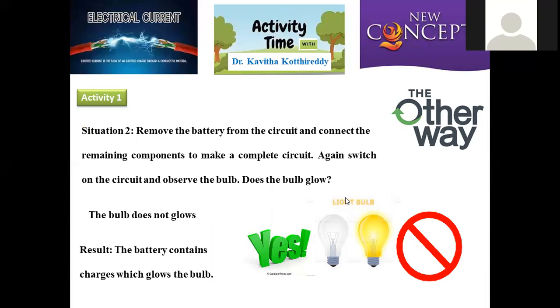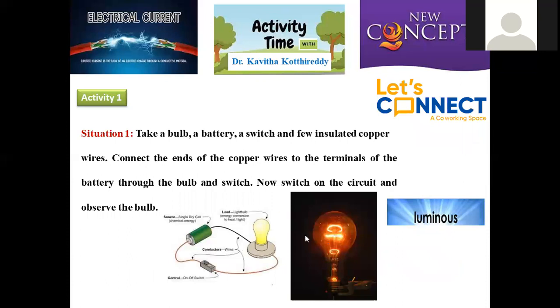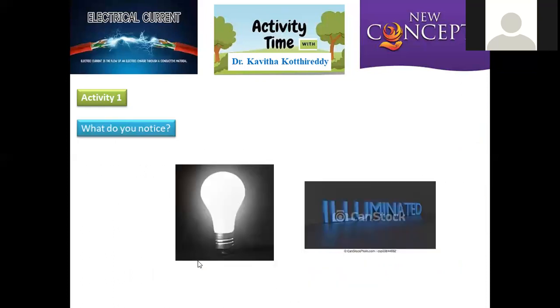Can you find any change in the glowing of that bulb or not? So here two conditions are provided to us. In general, the luminous bulb will be represented, and the non-luminous is also represented. What we are doing is making the same kind of circuit without this battery. The battery is removed, and all the remaining components stay the same.